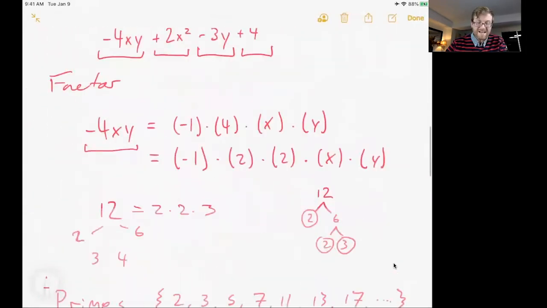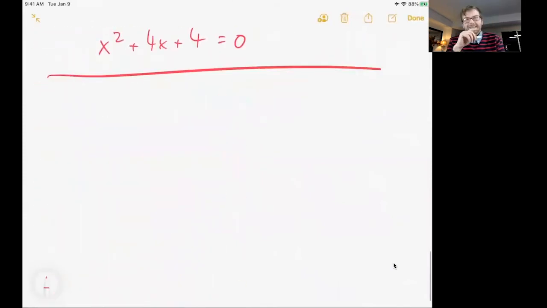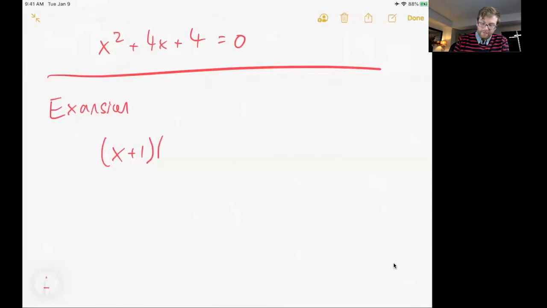Now, let's talk about expansion. Here's the deal. Let's say you have a couple of binomials: the binomial x plus 1, and the binomial x plus 2. And these are going to get multiplied together. By the way, in algebra, when things are set next to each other, it often just means that we're going to multiply them together. So these two binomials, we're going to multiply them together.